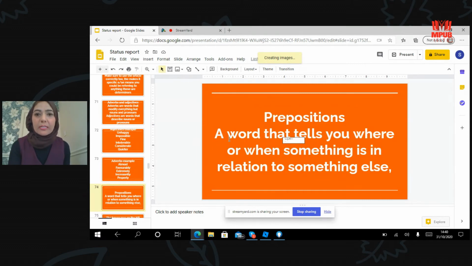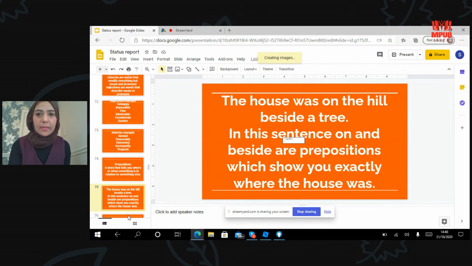So prepositions are words that tell you where or when something is in relation to something else. So for example, the house was on the hill beside a tree. In this sentence, on and beside are prepositions. So if you just have a look at it here, on and beside are the prepositions because they show you exactly where the house was.